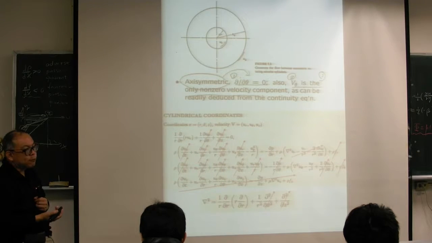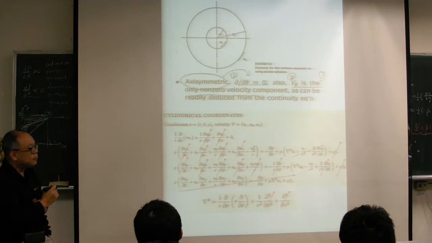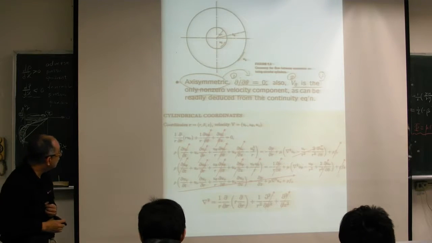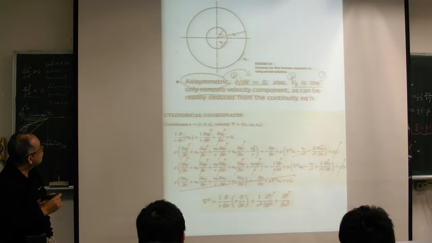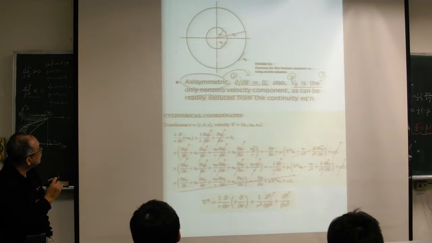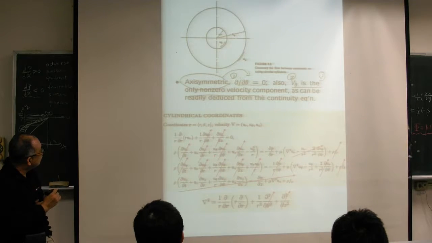Okay, so for this flow field, we don't have any u theta and uz direction, right? So u theta and uz are all zero, so the continuity equation reduces to this. And with steady state, partial t is equal to 0, right? And since we don't have any change in the theta direction, partial theta is equal to 0. So this term is equal to 0.